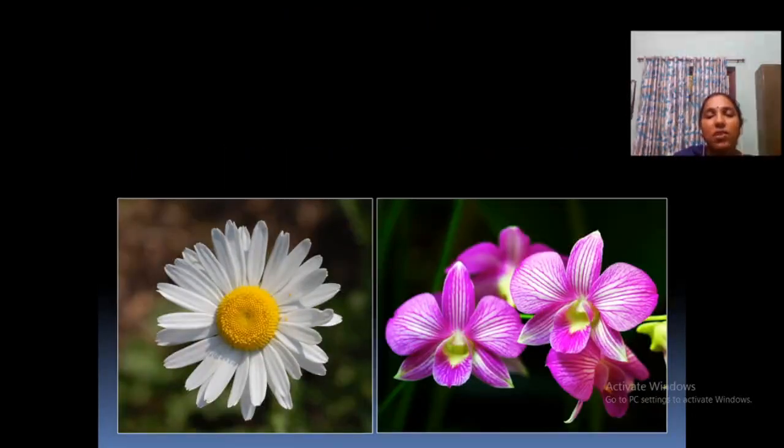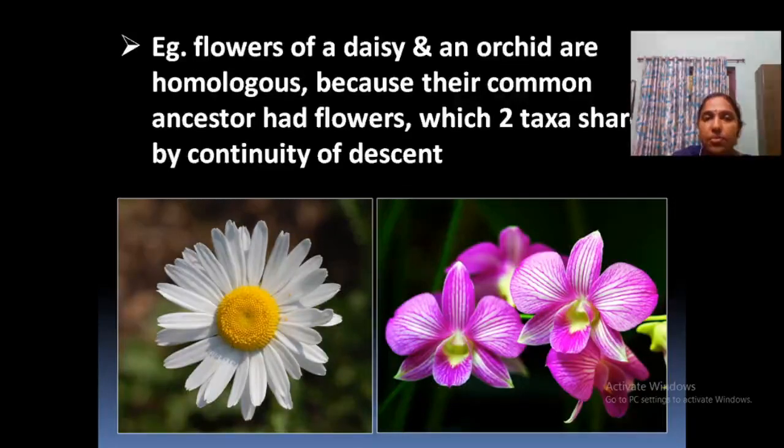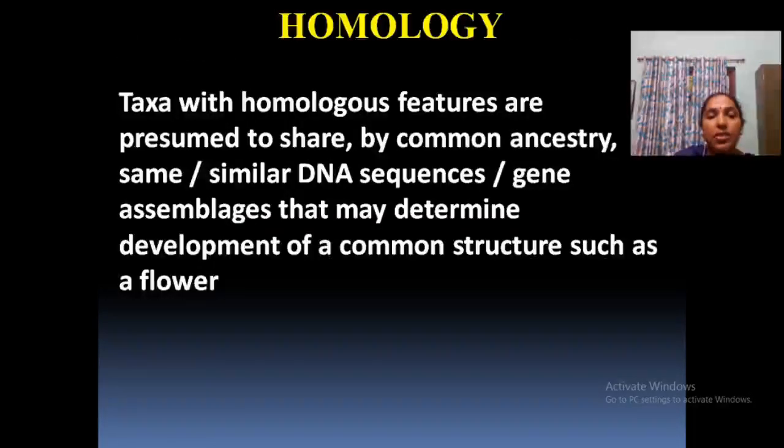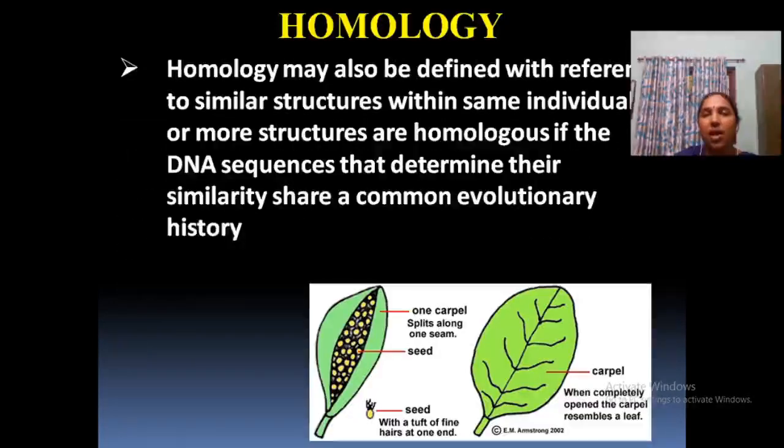You know these two flowers, daisy and orchid. They are homologous. How are they homologous? Because their ancestor had flowers, so they share this character of flowers. Ancestor having flowers, that is a common character. Okay. So taxa with homologous features share similar DNA sequences, gene assemblages, everything they have.